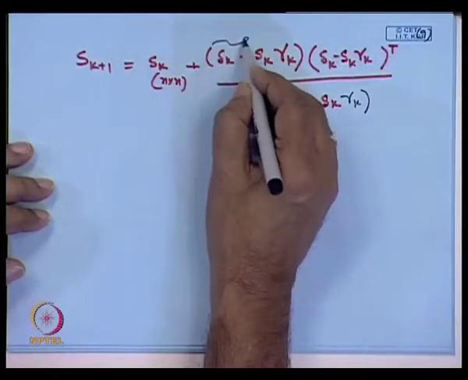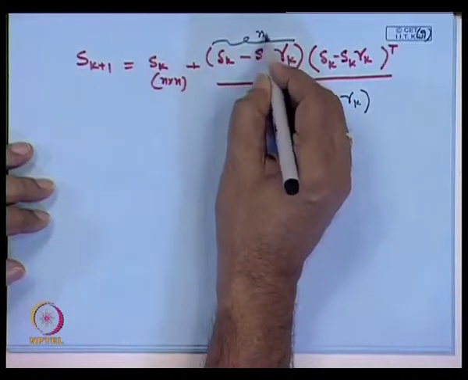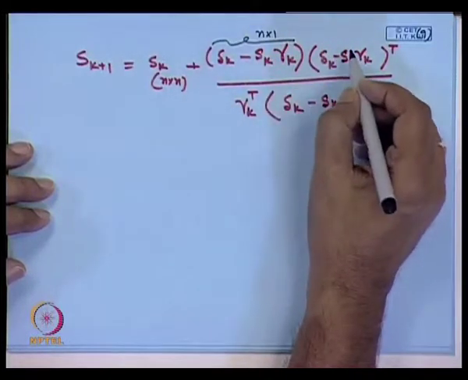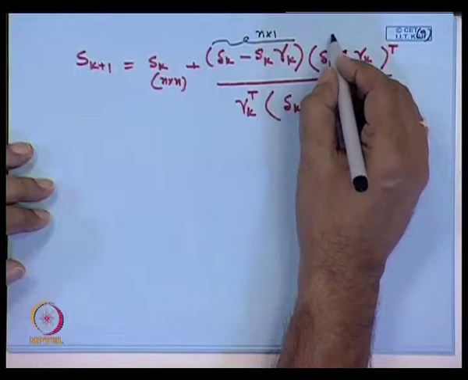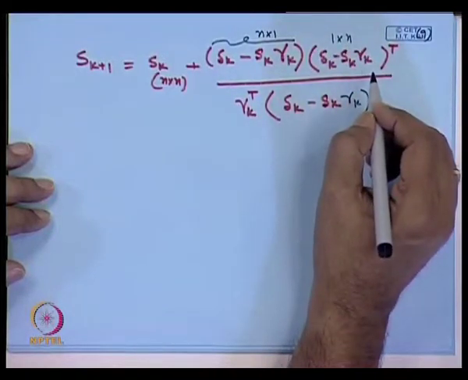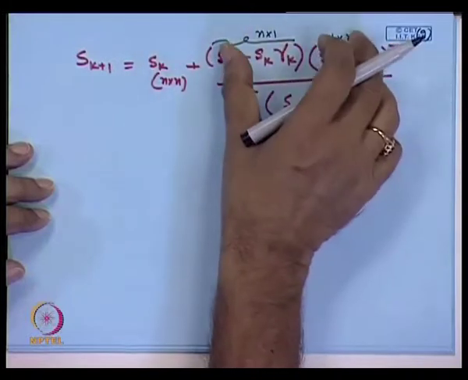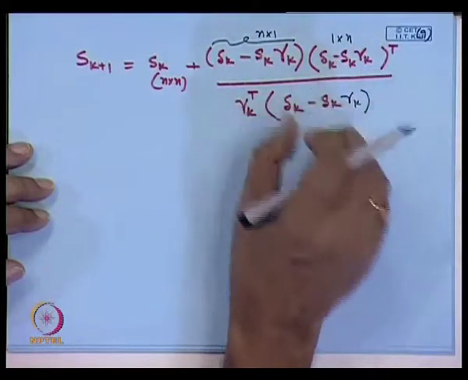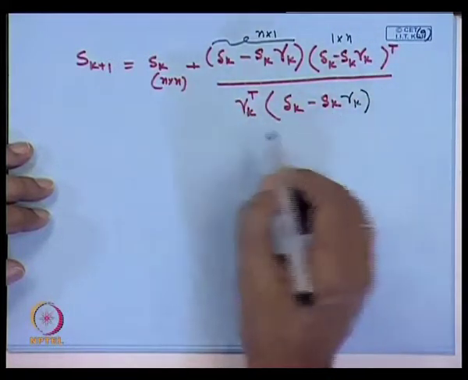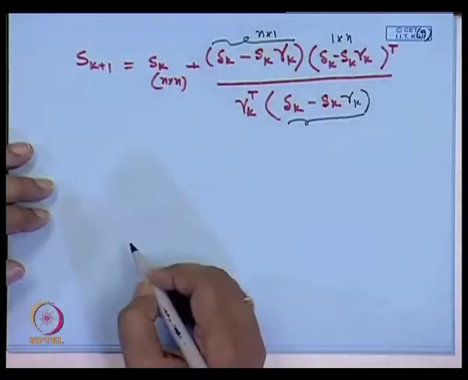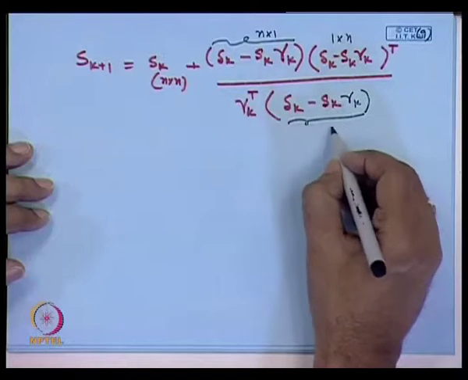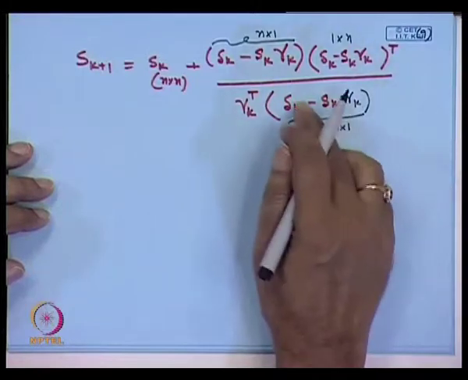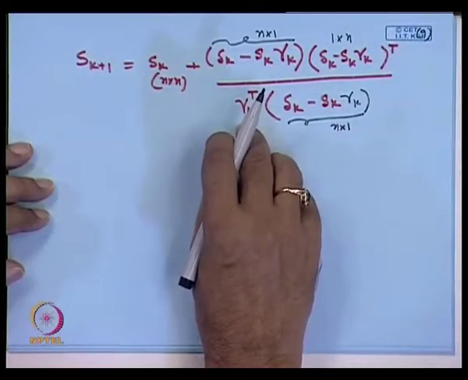Now, I told you what is the dimension of this matrix? N row, 1 column, and this one is 1 row, n column. Agree? So if you multiply it, it will be a matrix. So a matrix divided by that must be a scalar quantity, because you cannot divide by another matrix. So this is n row, 1 column, and that must be 1 row, n column.